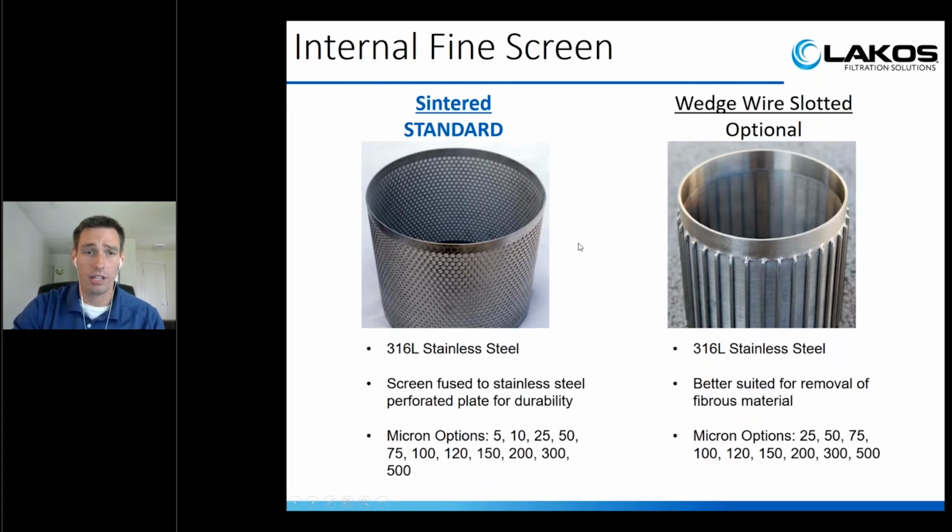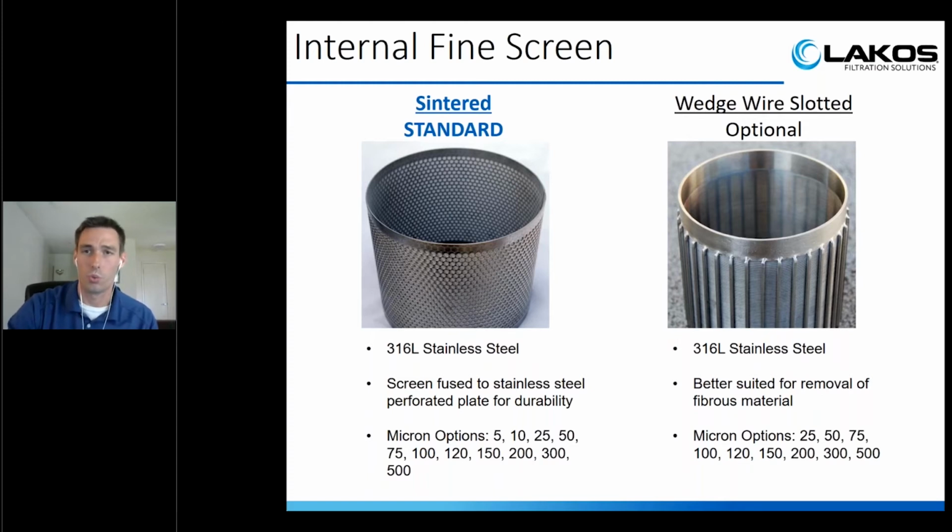The standard screen on the inside is going to be our sintered screen. It's 316 stainless steel, a mesh fused to a stainless steel perforated plate for durability. That perforated plate is basically the same as the coarse pre-strainer on all of our dual screen models. It does have micron options from 5 to 500. This is the most common one. I'd say 95% of your applications will be the standard sintered, so you shouldn't have to specify anything different.